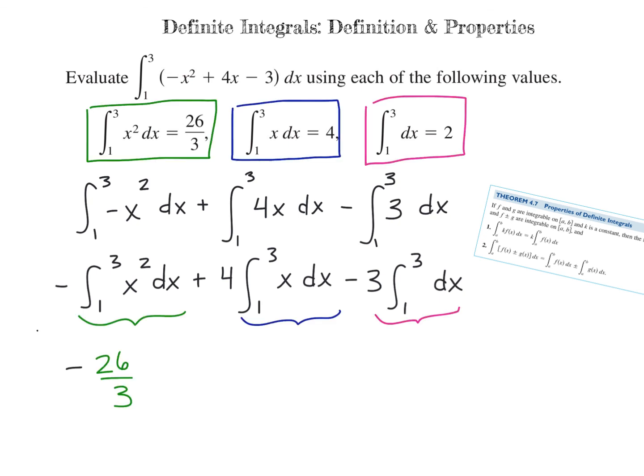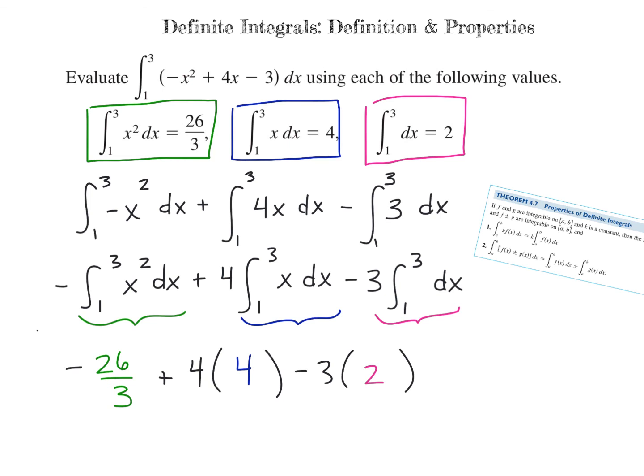So what I have here is I sort of broke things up into different colors. So we have this integral right here is equal to 26/3, and then we have a negative out in front. So this is equal to -26/3. Our next one, we have a +4 times what this integral is equal to. It is equal to 4, so we'll replace it with 4. Then lastly, we have -3 times our final integral. This final integral from 1 to 3 of 1 dx is equal to 2, so we'll replace that with 2.